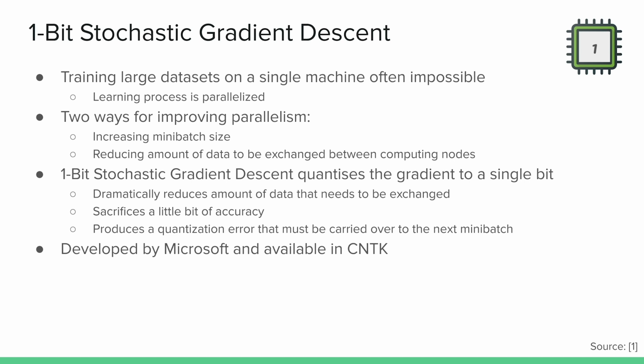sacrificing your accuracy. And the quantization error that you can compute between what you have as an update step and what you actually send must be carried over, otherwise, of course, you will accumulate a lot of errors. It was developed by Microsoft and is available in their CNTK framework, which unfortunately is discontinued. The development is discontinued, but I think this is still a very interesting idea of doing gradient descent.